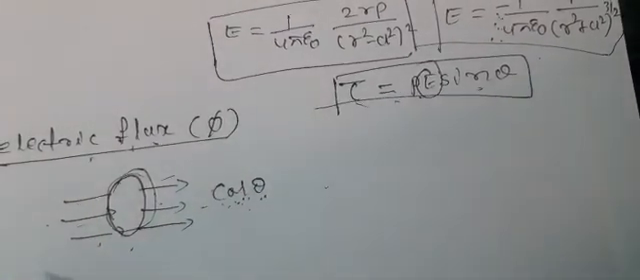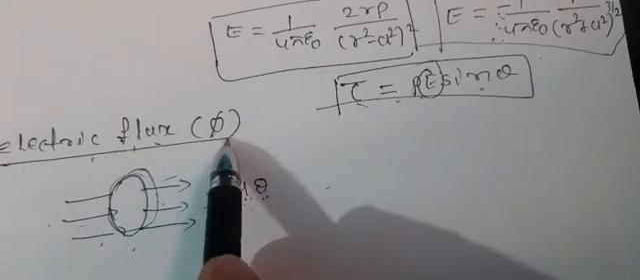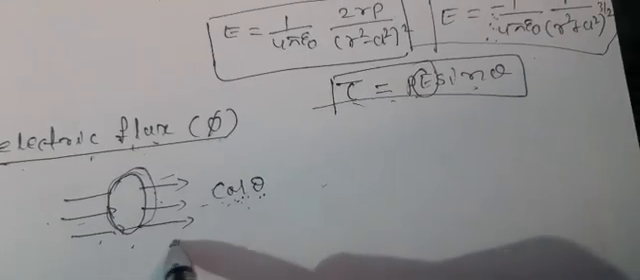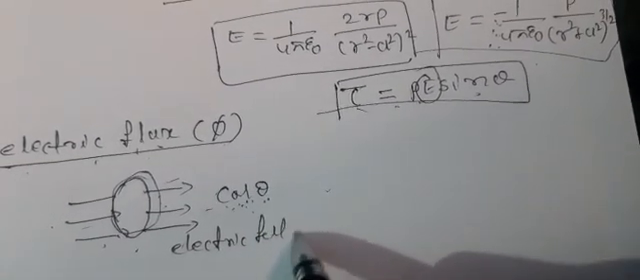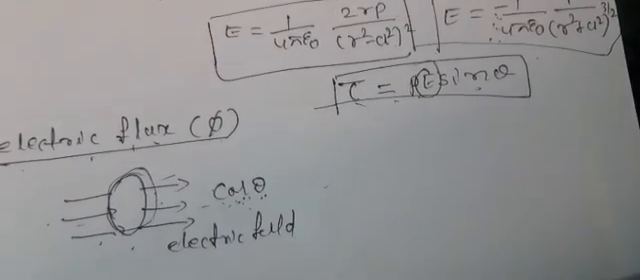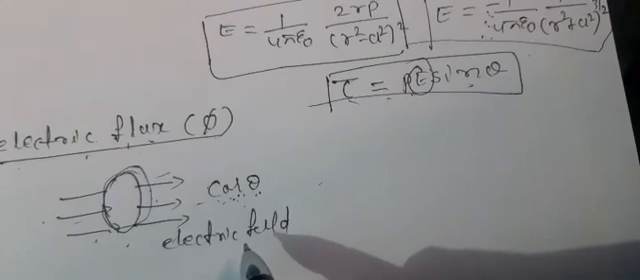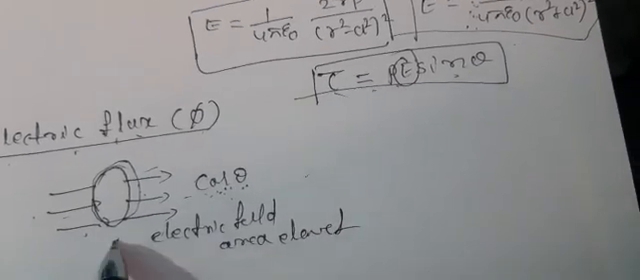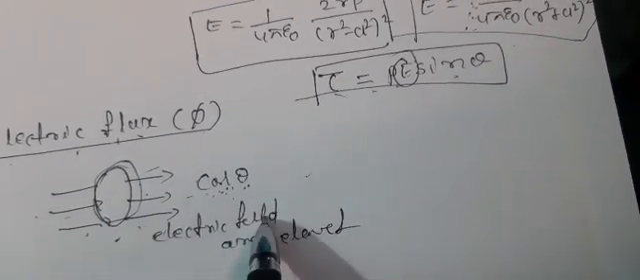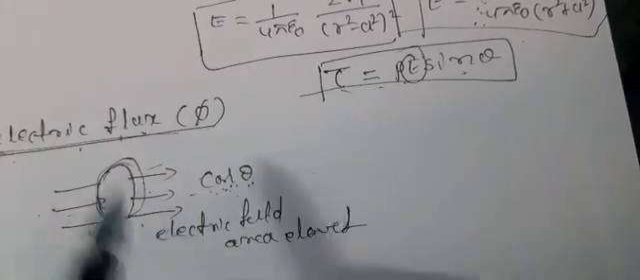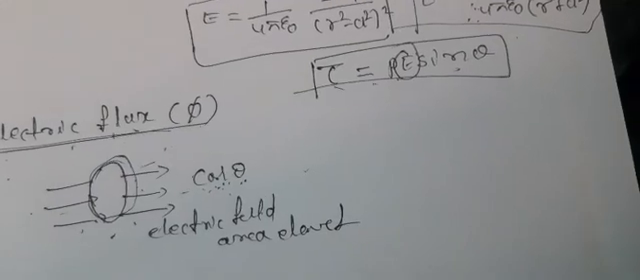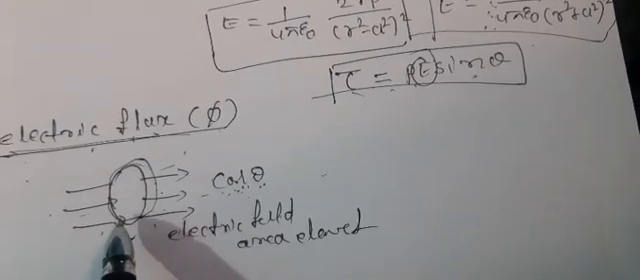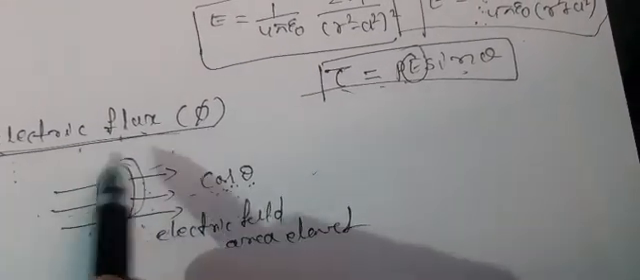What is the definition of electric flux? The symbol of electric flux is phi. The electric flux is defined as the product of the component of the electric field and the normal surface area, that is, the area element. The product of the electric field and the area of the surface is called electric flux. It is the product of the component of the electric field along the normal of the surface area.